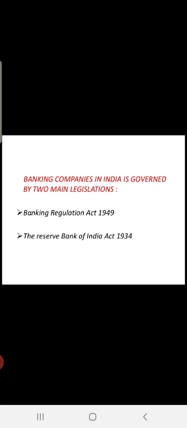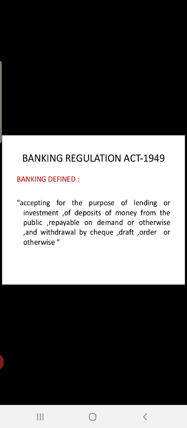And hence in 1949 the Banking Regulation Act was enacted. There are some basic concepts which you already studied in chapter number 3, where we studied how the RBI does its functions in the economy, and these regulatory functions come from the Banking Regulation Act 1949. So we will start with the definition. Banking, under the Banking Regulation Act 1949, is accepting, for the purpose of lending and investment, deposits of money from the public, repayable on demand or otherwise, and withdrawable by cheque, draft, order or otherwise.